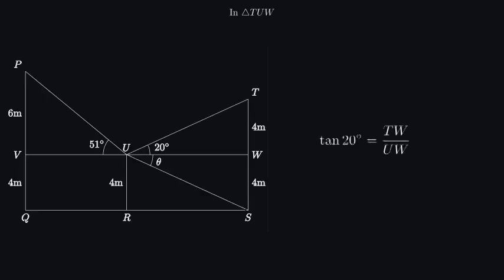Next, we need the horizontal distance from the middle pole to the right pole. This is UW. From triangle TUW, the angle at U is 20 degrees. With respect to the 20 degrees angle, the opposite side is TW equals 4 meters and the adjacent side is UW. Again, we use tangent.